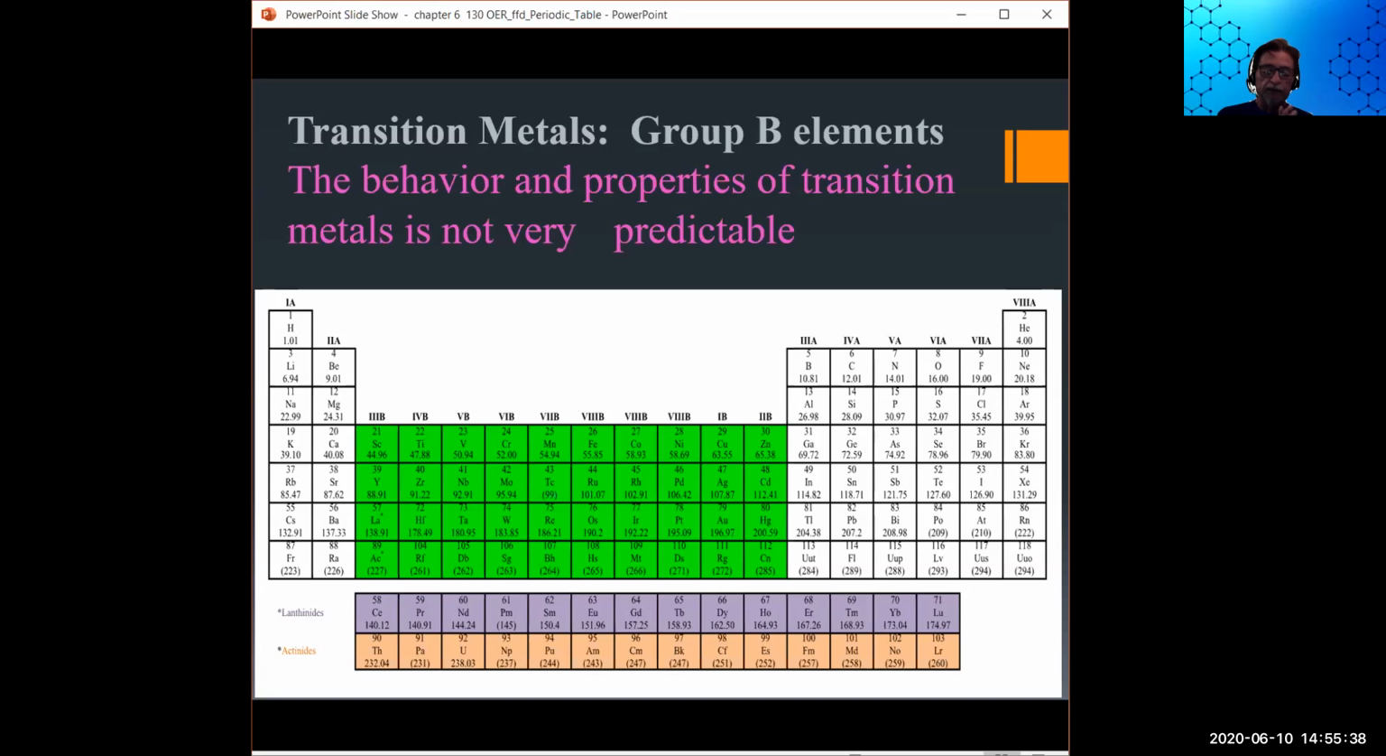The only ones we can predict 100% are the metals in group 1 and the metals in group 2. The metals in group 1 will always, 100% of the time, have a +1 charge. And the metals in group 2 will always have a +2 charge. That's something important to remember down the road.